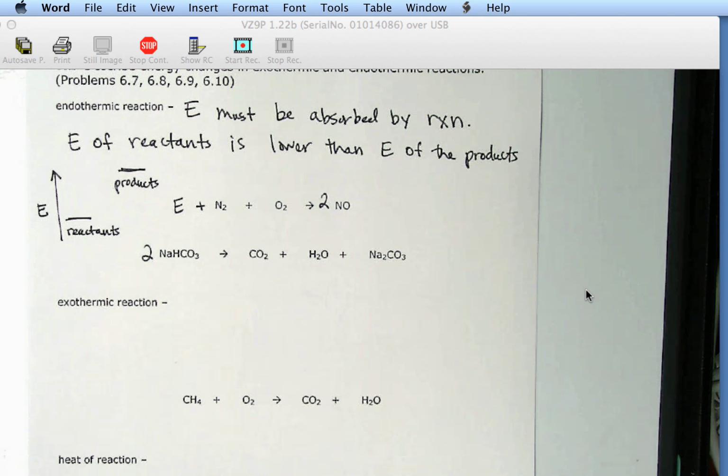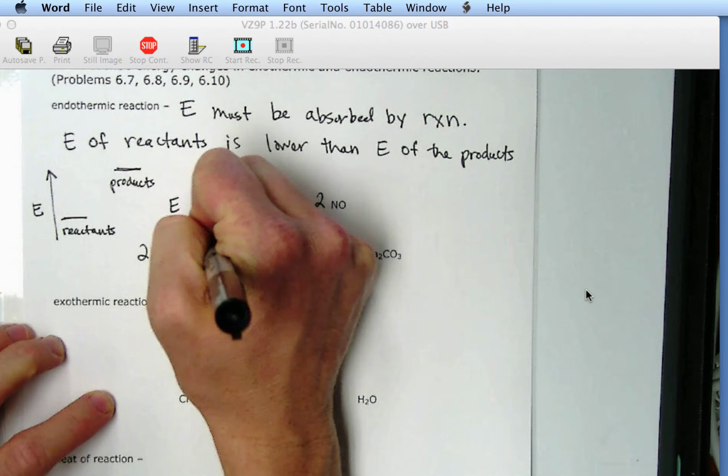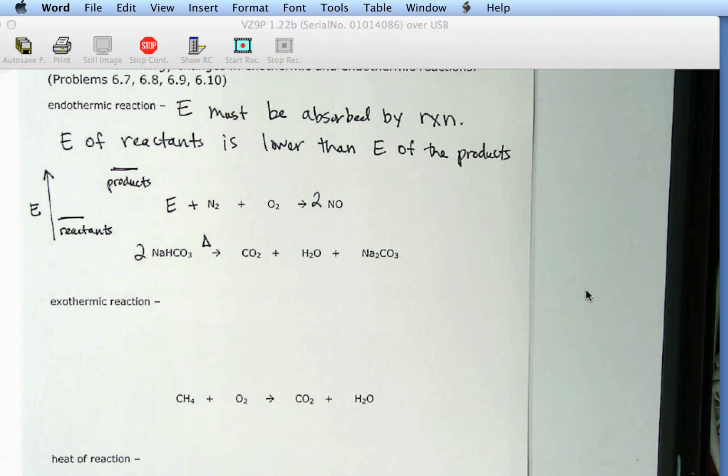So remember with that sodium bicarbonate reaction that we talked about a while ago, heat was required. That's an example of an endothermic reaction. You have to put in heat in order for this decomposition to occur. Otherwise, it won't happen. Think about baking soda, because sodium bicarbonate is baking soda. It's been sitting around in your cabinet for months, years, refrigerator maybe. So it's not going to decompose. It's not going to make these things unless you heat it. So that's an endothermic reaction.